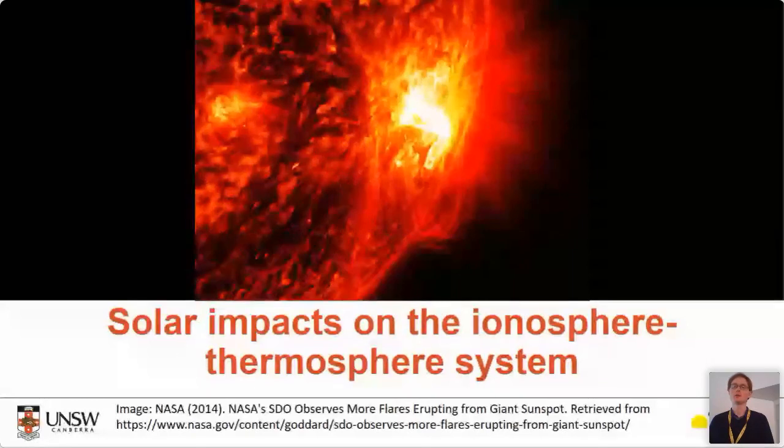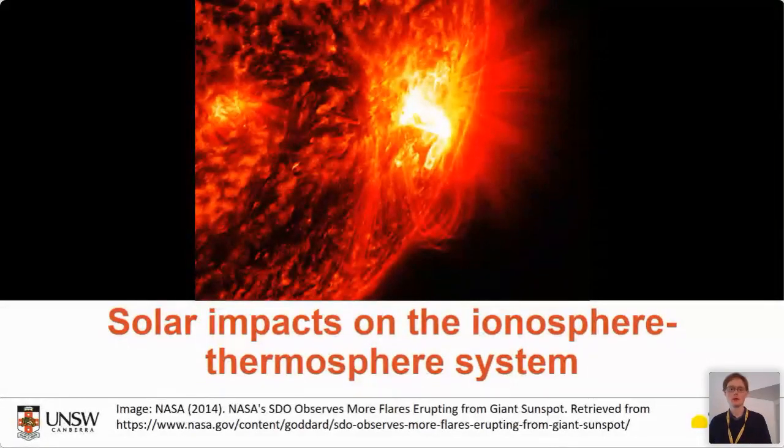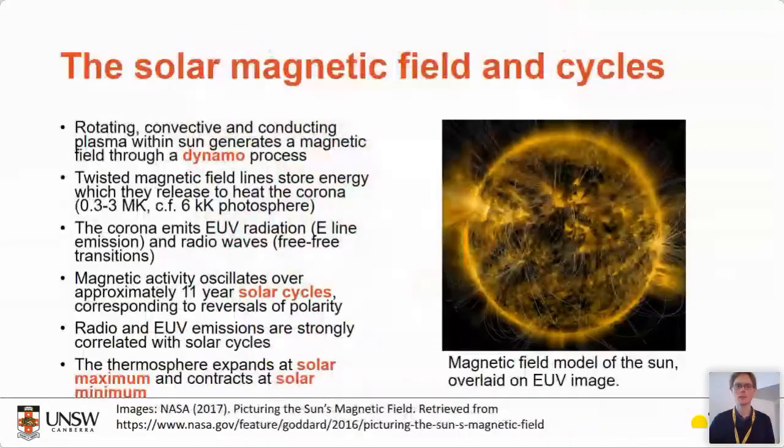So having described the ionosphere and thermosphere, we'll move on to the sun and the impacts that the sun has on the ionosphere-thermosphere system. The sun contains rotating, convective and conducting plasma, which generates a complicated magnetic field, as shown on the right-hand side of this slide, through a dynamo process.